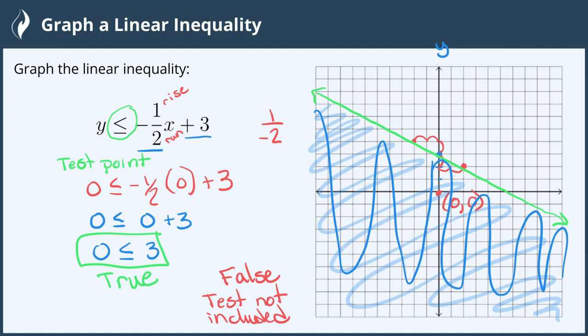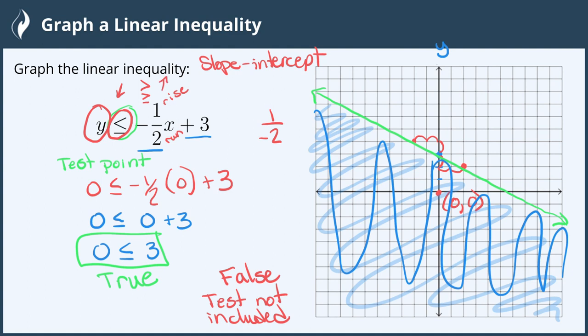There is a shortcut to know which direction to shade for an inequality, and it only works if it is in slope-intercept form, meaning that the y is all alone on the left side of the inequality. In this case, it is on the left side, so it is in slope-intercept form. If that is the case, then we only need to look at the inequality. A lesser than sign means that we shade below or to the left, and a greater than or equal to means that we shade above or to the right.